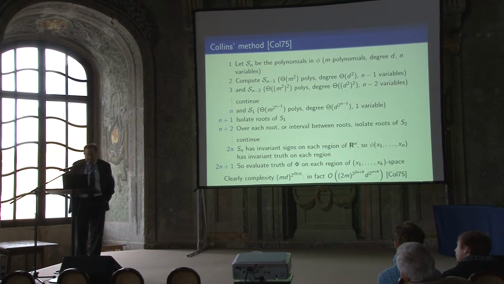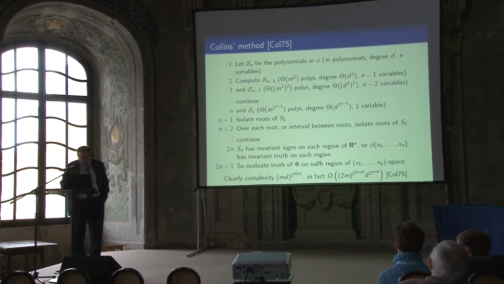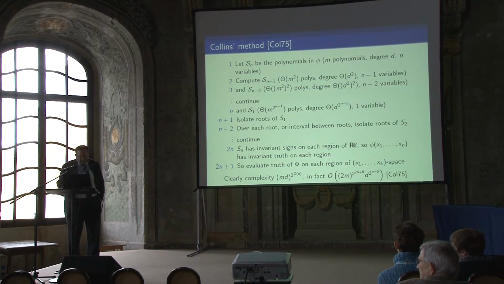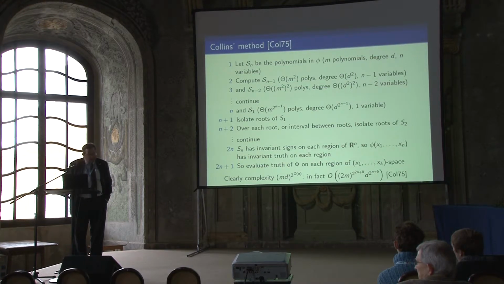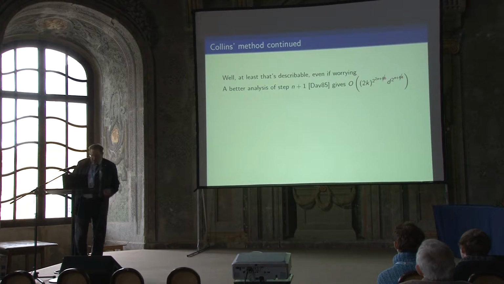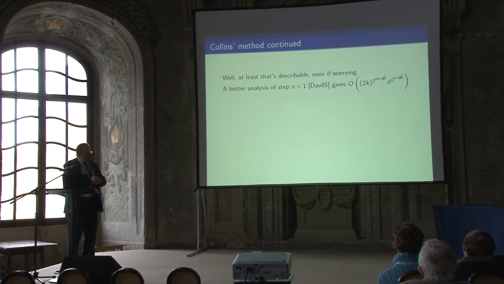And the complexity of this is clearly proportional to m and d to the power 2 to the roughly n, big O m. And in fact, Collins does a very detailed calculation and shows you it's 2m to the power 2 to the power 2n plus 8, and so on. Well, not good, but describable. Now you can actually analyze the step n plus 1, the step that solves R1.